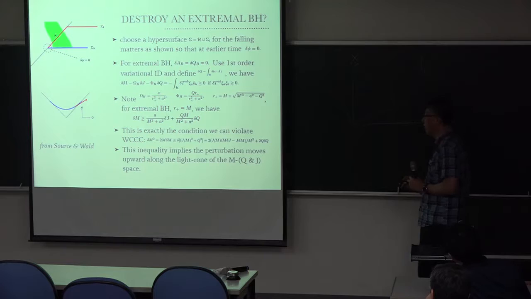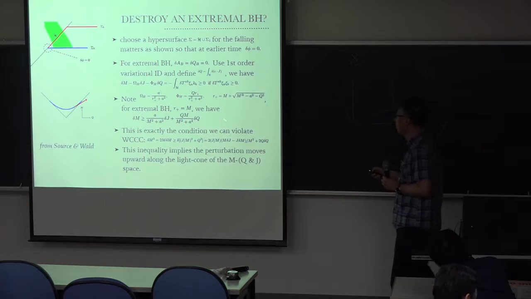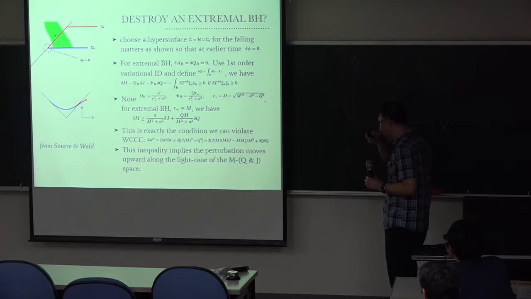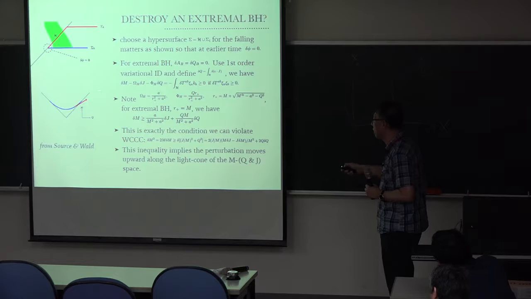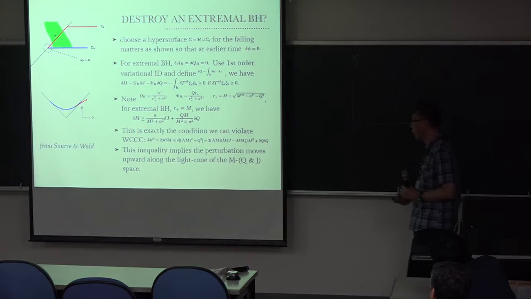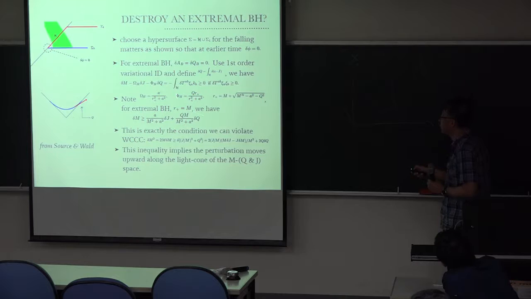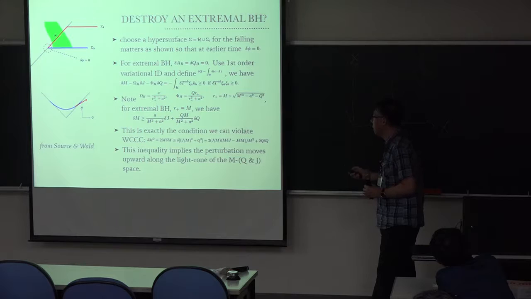This also implies that the perturbation will increase the area of the black hole. This condition also implies that if we throw matter into the black hole, then the trajectory will move along the extremal direction upward, because in this case the mass will increase and the area of the black hole increases, but it remains extreme. So you cannot change the extreme black hole into a naked singularity. So for the extreme RN black hole, we basically reproduce the earlier argument by throwing the particle. Now we just require the matter field to obey the null energy condition. We don't need to require it to be just a particle type of matter. So this is more general.